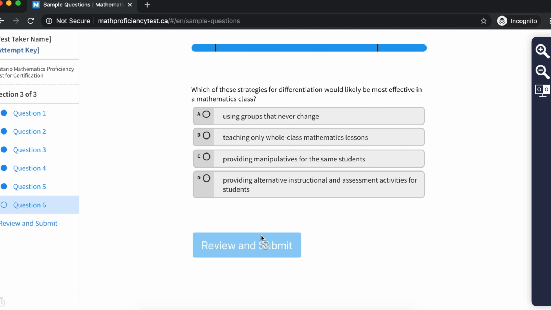And lastly, which of these strategies for differentiation would likely be the most effective in a mathematics class? Groups that never change probably isn't the best, because then you don't get a chance to learn from different peers. Teaching only whole class, the same thing, you don't get to learn from different peers. Providing manipulatives for the same students. I'm not sure exactly what it means by the same students, but everybody should have the chance to use manipulatives when possible. So I would choose D, providing alternative instructional and assessment activities for students.